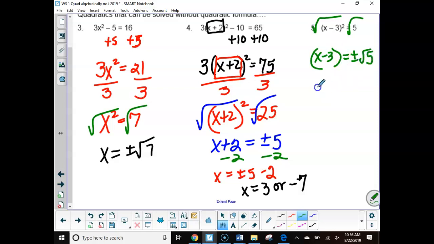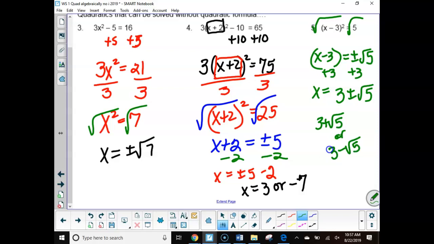Now, when I add 3 over to the other side this time, I'm just going to leave it because it's as exact as it's going to get. If you wanted to write out the 2 answers, you'd have this or this. I wouldn't bother. I would just leave it here. Any questions about that one?